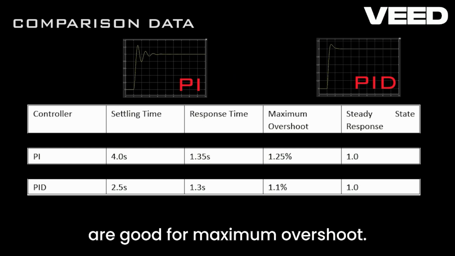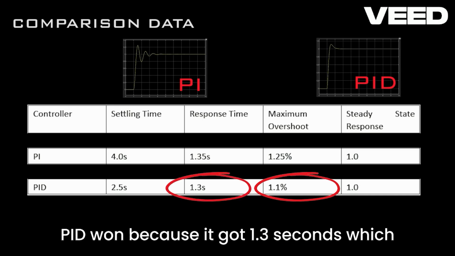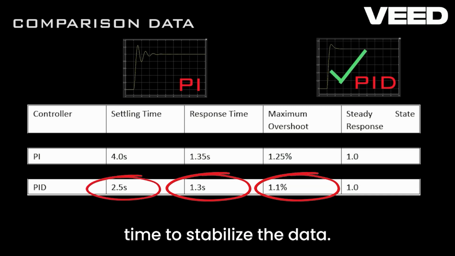Both steady state are good. For maximum overshoot, PID won and got the least percent overshoot. For response time, PID won because it got 1.3 seconds which is faster than PI. For settling time, PID wins because it takes less time to stabilize the data.